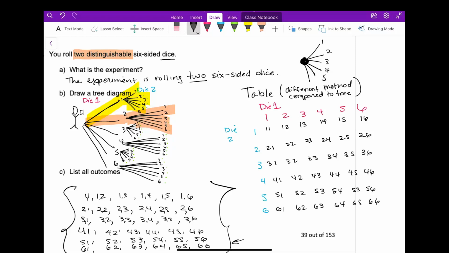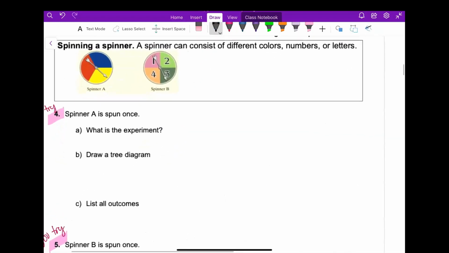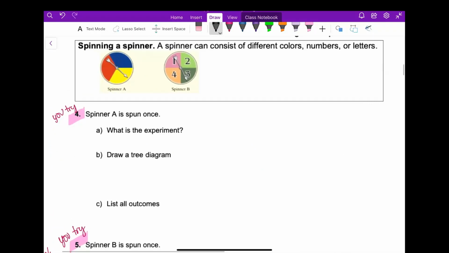Great. So far we've covered coins, we've covered dice, and now you are going to try a spinner. So a spinner can be represented in different ways. You can look at colors. So for example, here I have red, blue, and yellow. That's spinner A. Or sometimes 1, 2, 3, 4. Sometimes your spinner can have letters, right? So it could be like A, B, C. The spinners can consist of different things.